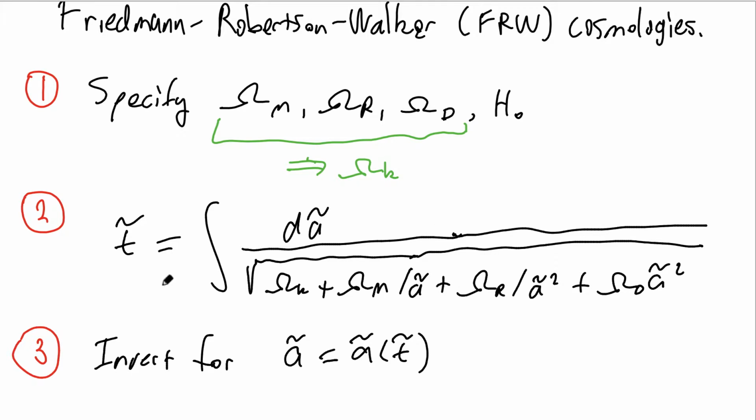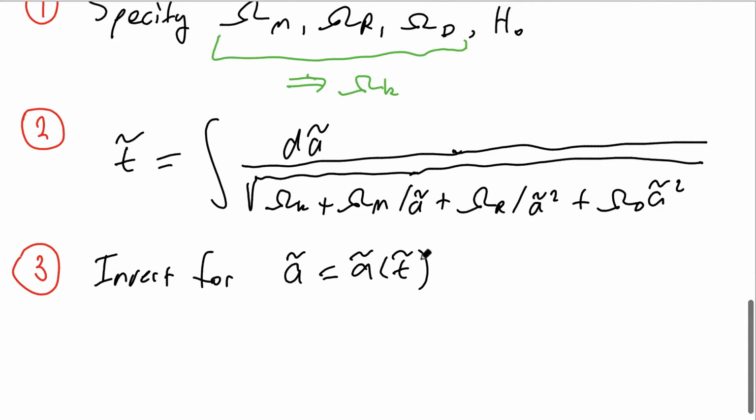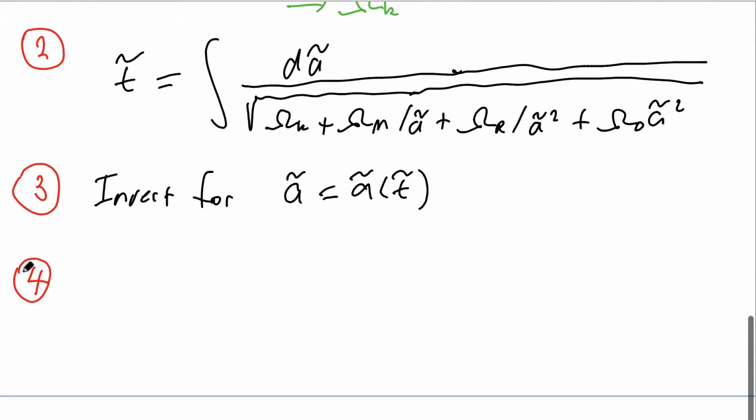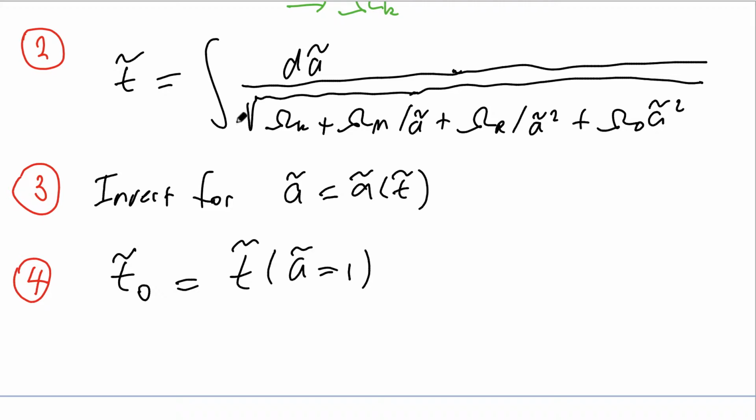Now when you carry out this integral, there's of course a constant of integration, and you're free to choose that however you like, but remember the present day value of a tilde is 1, so we can define as step 4 the present value of t tilde, we'll call that t tilde sub 0, as the value of t tilde when a tilde equals 1. So we just set a tilde equal 1 in this expression to find t tilde sub 0. So this is the value of t tilde now, meaning at the present time.